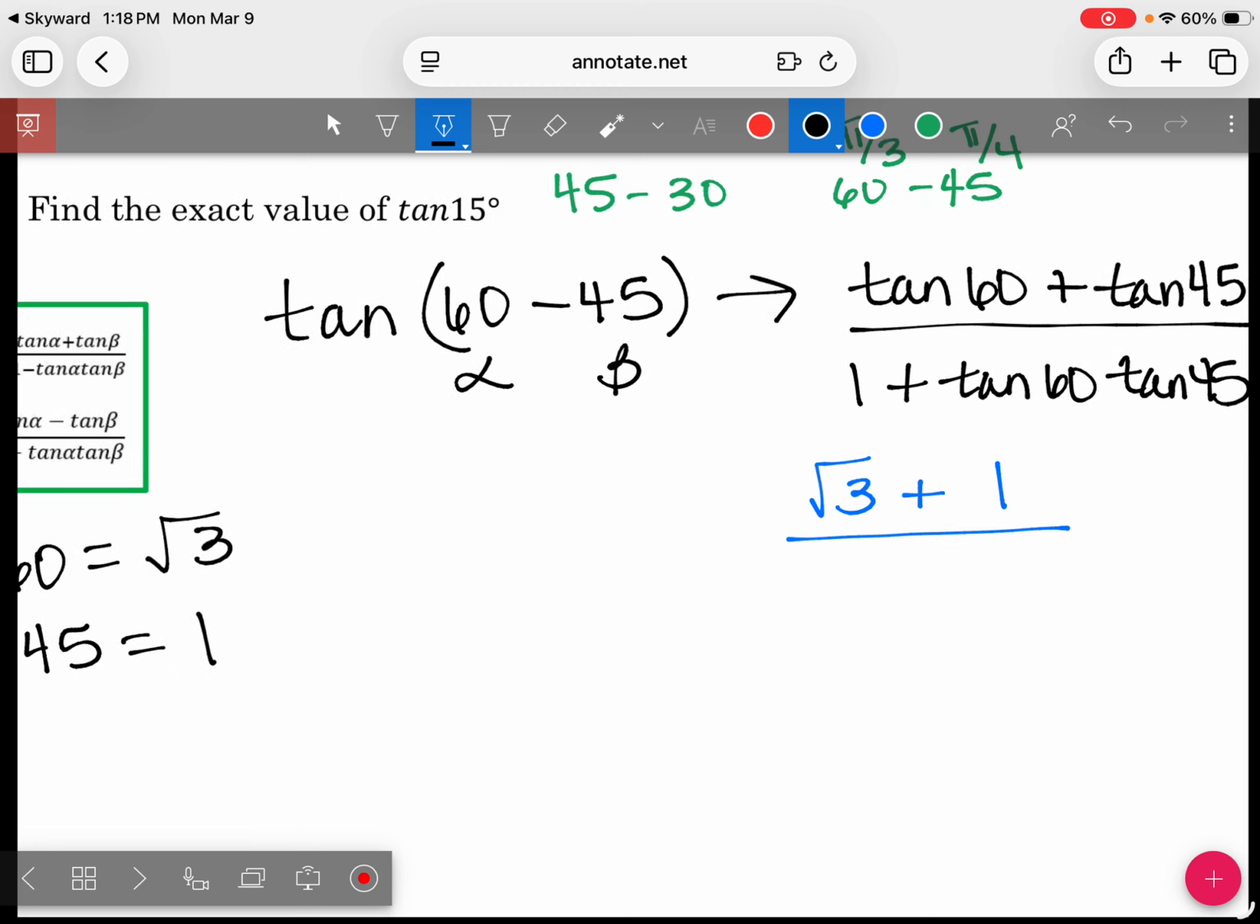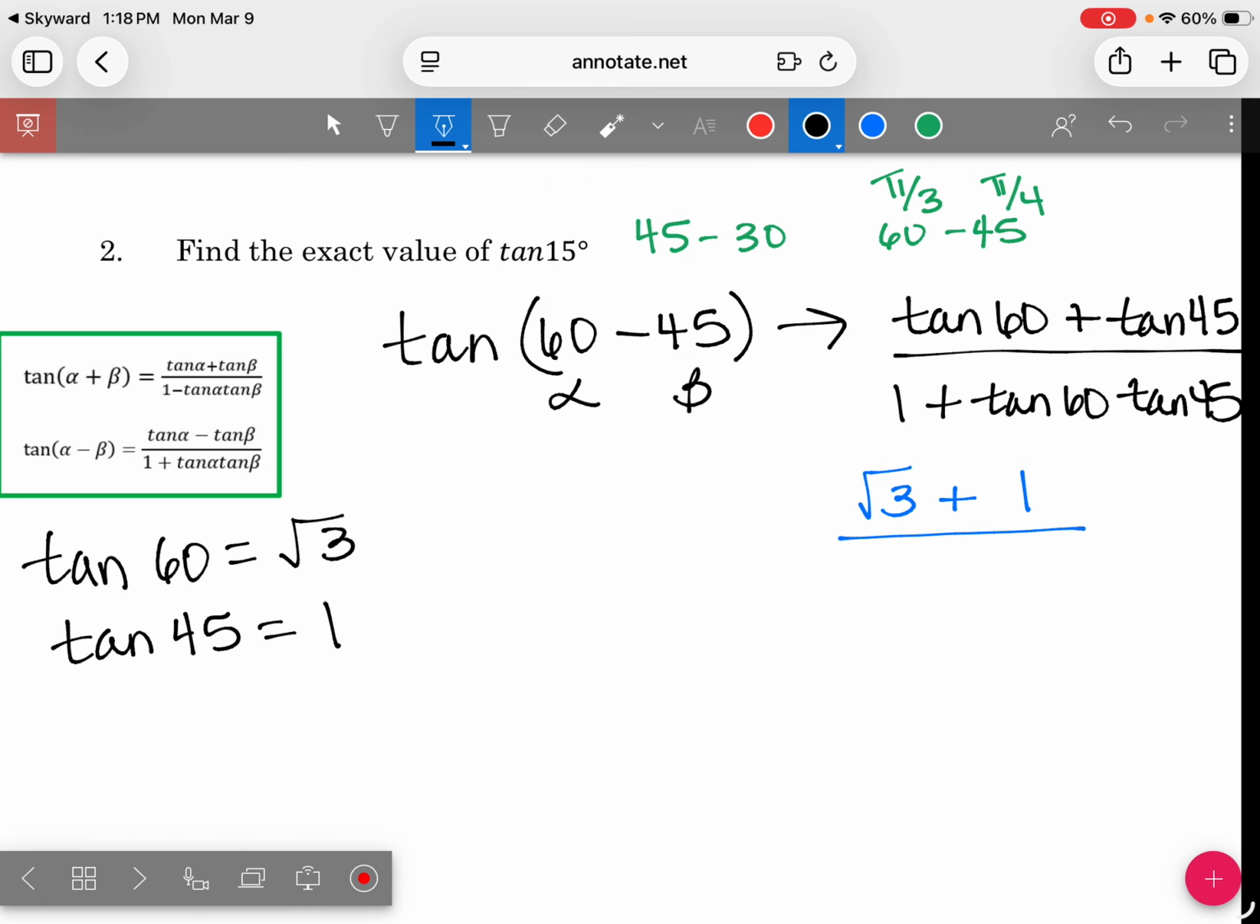wait, something ain't right. What did I mess up? Oh, it shouldn't be a plus at the top. What should it be? Yeah, so right here I'm doing this one. It should be a minus at the top. I was about to say, because you never have the same sign top and bottom. So this should be a minus, y'all.